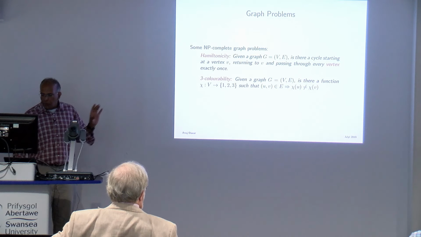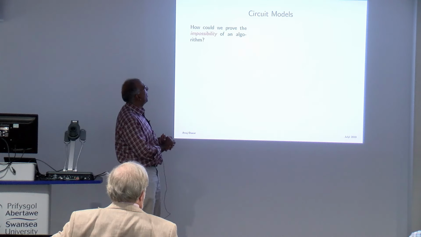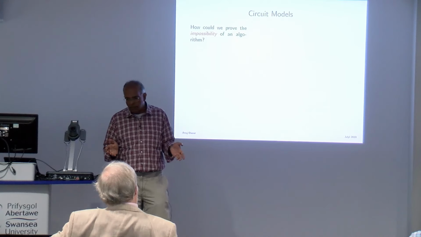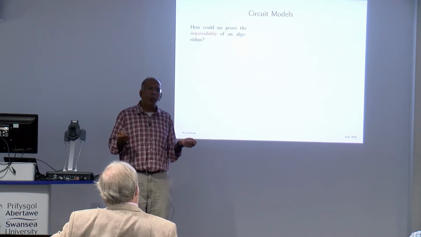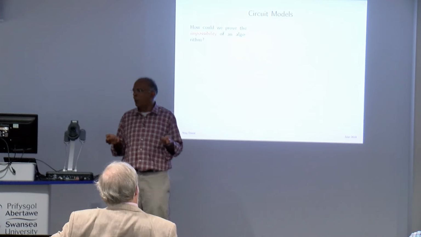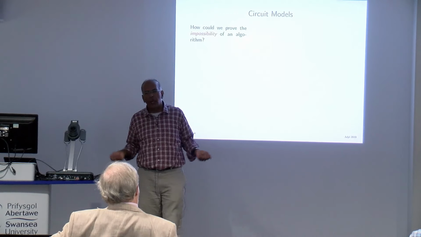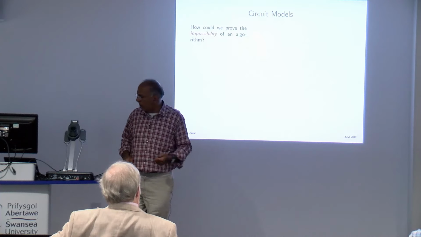Now I want to get to the notion of symmetry, but let's start in general. The P versus NP problem is a matter of how we prove the impossibility of a polynomial time algorithm. We have these NP complete problems. We think they're difficult. We think there's no algorithm. How do you actually prove the impossibility? Back in the 80s, people thought circuit models were a good way to do this.